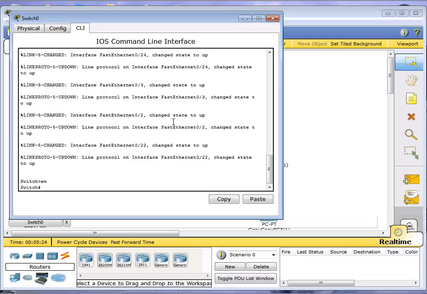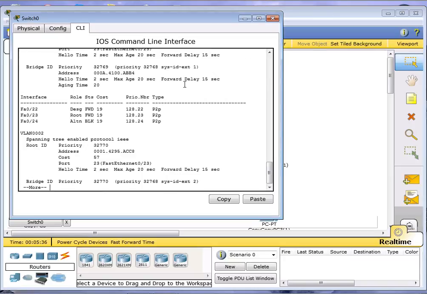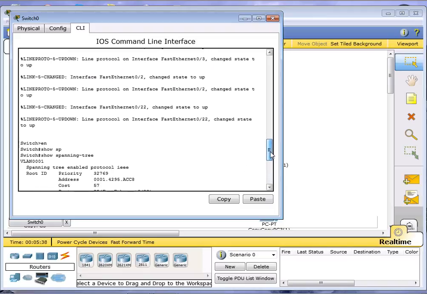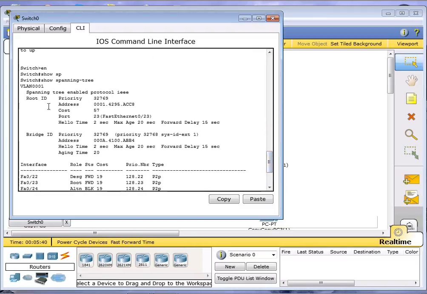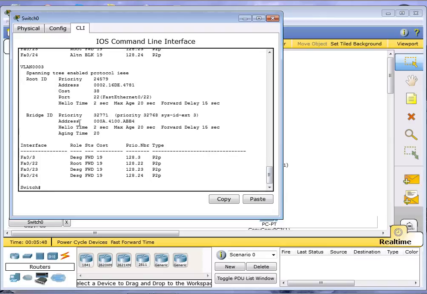So first thing you might want to do is basically just look at some spanning tree information. The command show spanning tree will show you the information about all your VLANs. So if we look at this, I have spanning tree stuff for VLAN 1. Down here I have spanning tree stuff for VLAN 2, and I have spanning tree stuff for VLAN 3. Those are the only three VLANs that exist. If you want to see a specific VLAN's information, you can specify the VLAN ID, and that just gives me the spanning tree information for VLAN 3.